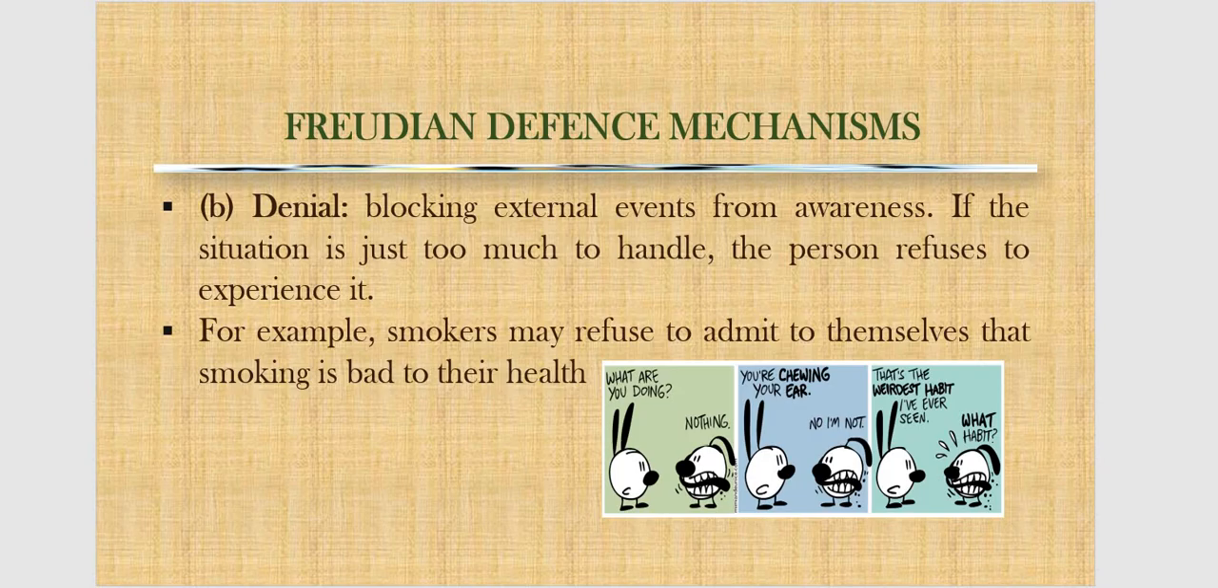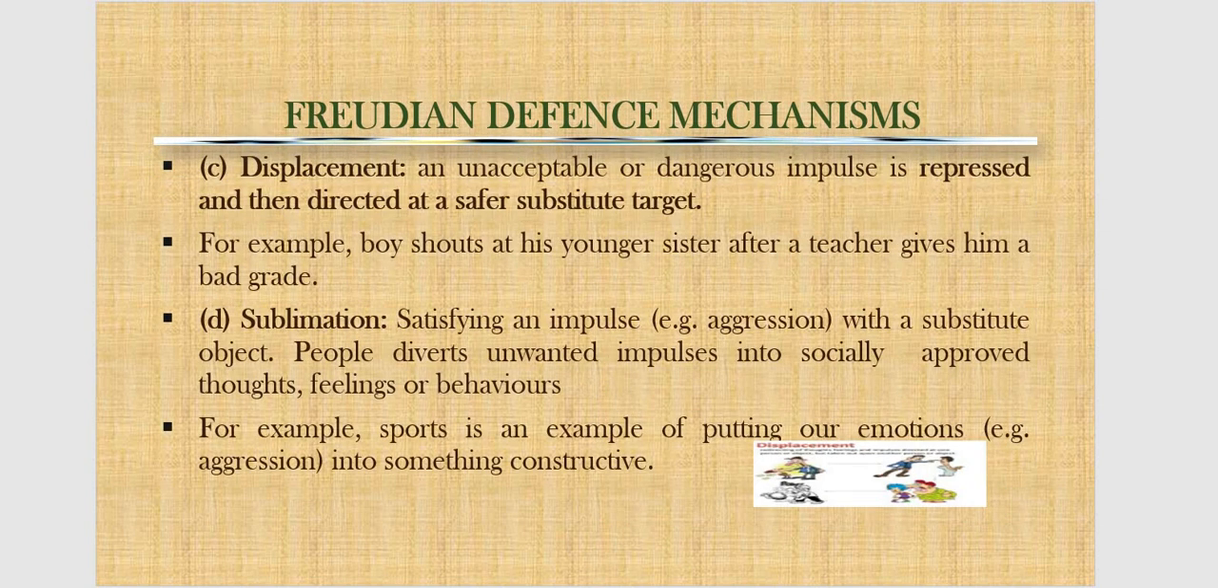A specific example is that smokers may refuse to admit to themselves that smoking is bad for their health. They know smoking is bad for their health, but they may refuse to accept it. Let's say a smoker denying the health risk of smoking to avoid quitting. So anything that you say about any health issue related to smoking, that person may not accept, because that person is not ready to quit. I hope you get that. So that is denial, under the perspective.